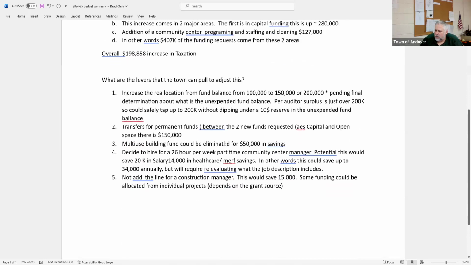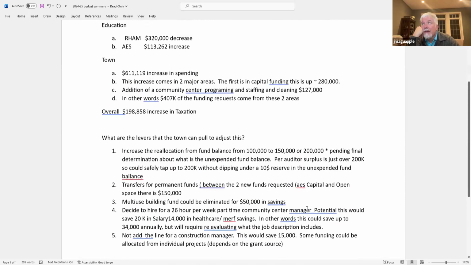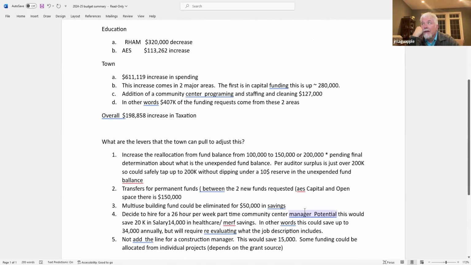Oop, I don't know where the rest of this went. So slide up for a second. So we're saying the increase to the fund balance that you have in here is 280,000. Of that, 150,000 of that is in the AES improvement or capital fund. How much is in that fund?